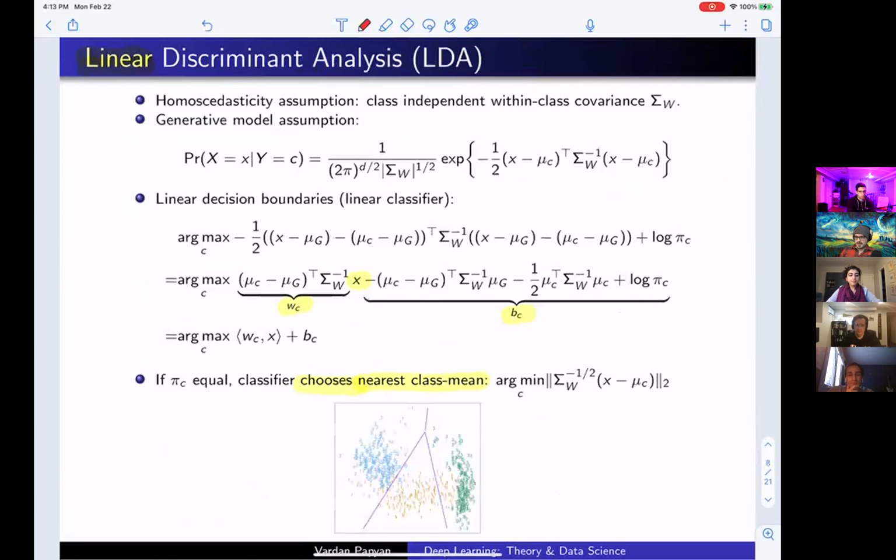And then we mentioned how there is something called linear discriminant analysis. Instead of quadratic, it's linear. In the linear discriminant analysis, you assume that the covariances of the data are class independent. So all the class covariances are in fact equal to each other. And we denoted that covariance, which is equal for all classes, by sigma W. Why is it called sigma W?